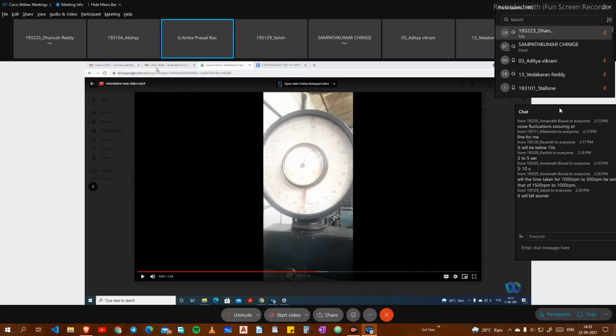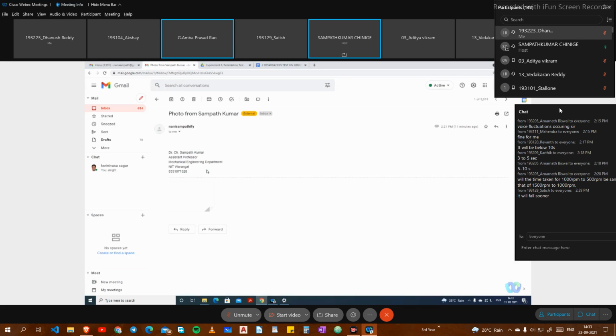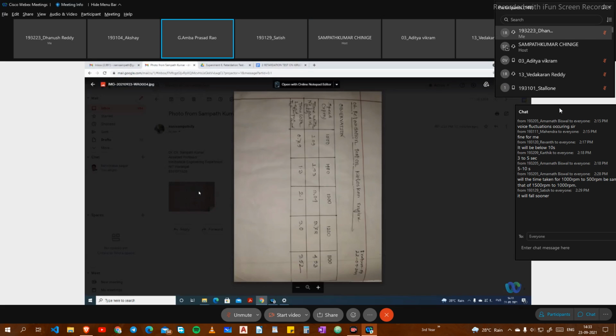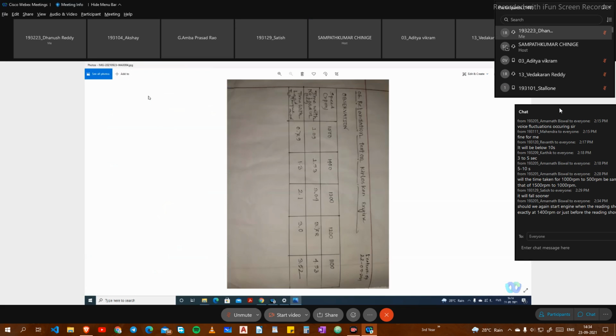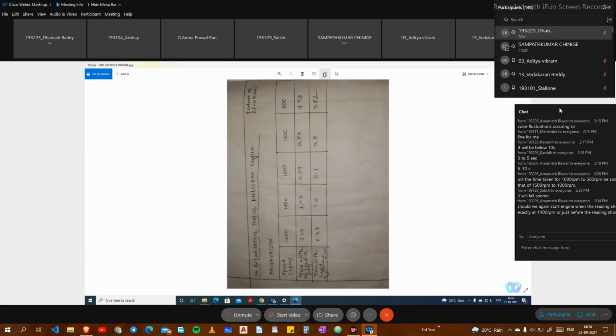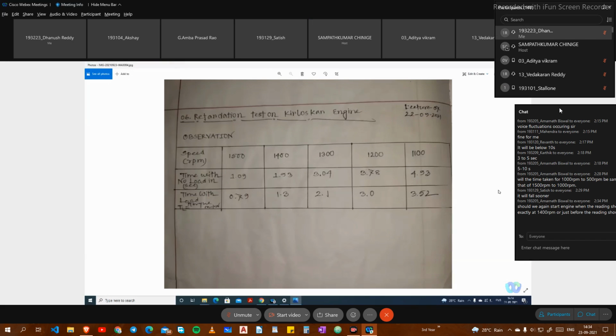Should I show the reading, sir? Yeah, correct. It's a good observation made by Amarnath Biswal. Then clockwise. I just downloaded it. Is it clear, sir? Yeah. This is the motoring test, the retardation test. These are the readings the students have taken, and they have sent this.